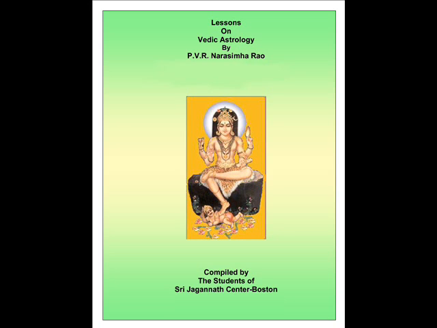The Upapada and the second house basically show what kind of spouse comes, and where the spouse comes from. Because Upapada is the actual image, and the second is what fits it. So those two houses are important to see what kind of spouse one has.